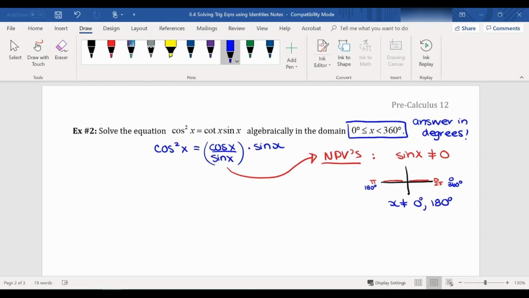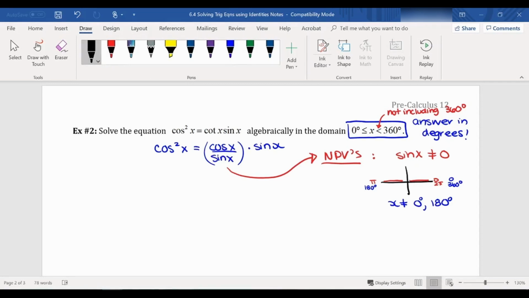I'm not including the 360 because if I look at my domain in the question, it does not say or equal to. So right here, we're not including 360. Okay. So if one of these is one of my answers, we're not actually going to include it because it's a non-permissible value. Okay. Once we've done that, we can keep going.